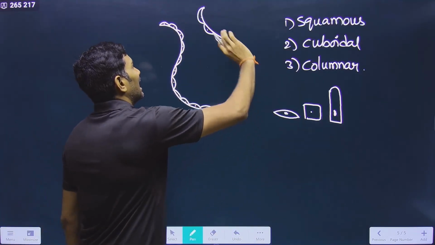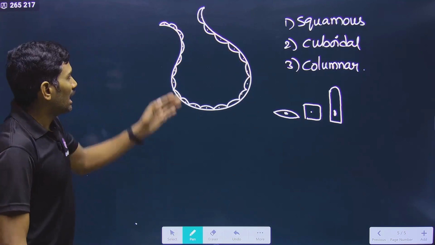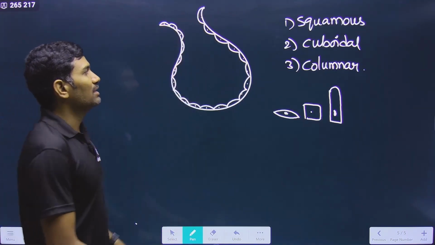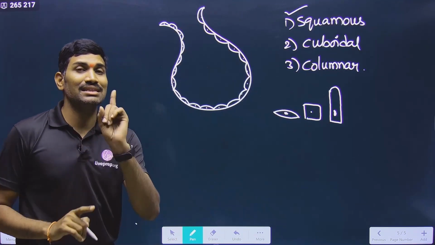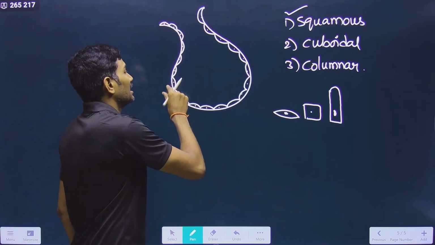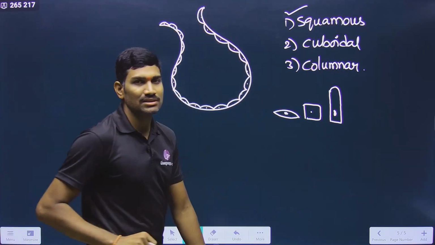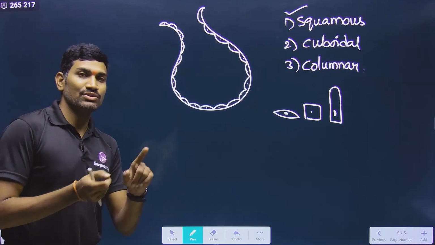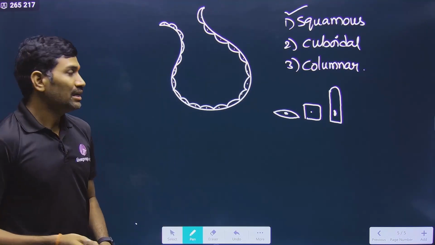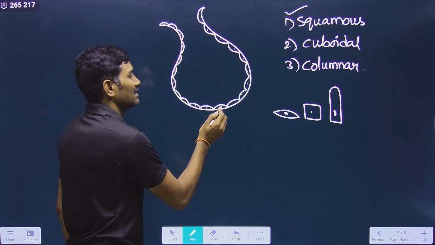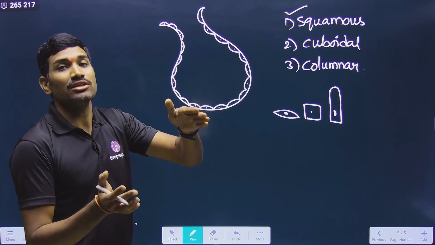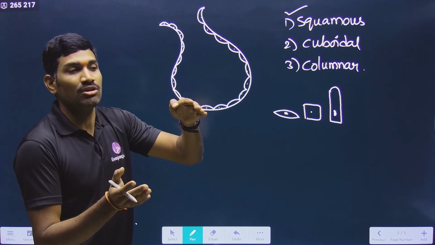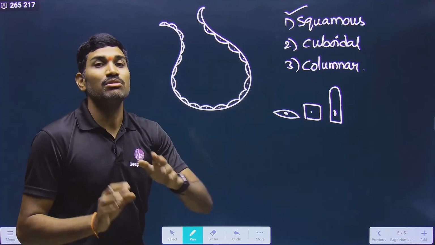This is the alveolar wall. The alveolar wall is made up of simple squamous epithelium. What is the meaning of simple squamous? Simple means single layer. A single layer of squamous cells is present. What is the significance of single layer and multiple layers? If it is a single layer, thickness is very less. If multiple layers are present, thickness will be large. Please remember, if the thickness of the membrane is large, exchange of gases will be slow.